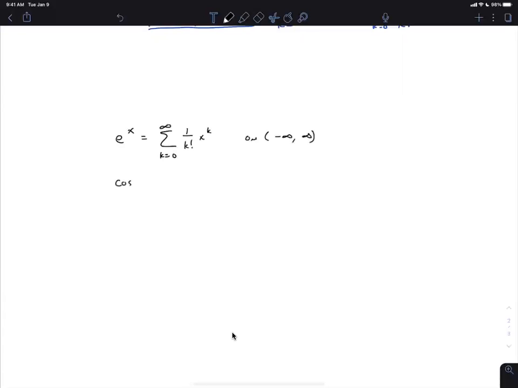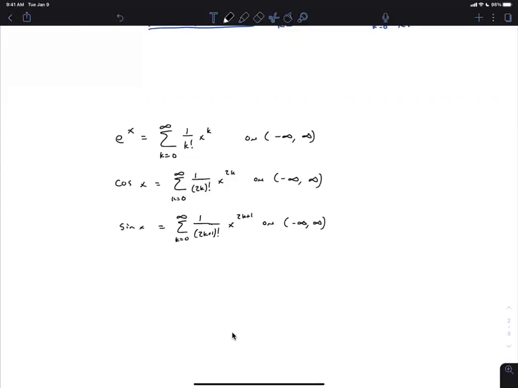And then yesterday we derived that cosine x is equal to the sum k equals 0 to infinity of 1 over 2k factorial x to the 2k, and sine of x is equal to the sum k equals 0 to infinity of 1 over 2k plus 1 factorial x to the 2k plus 1. And this one's in the homework. We didn't do this one in class. Centered at 0. We did it somewhere else.